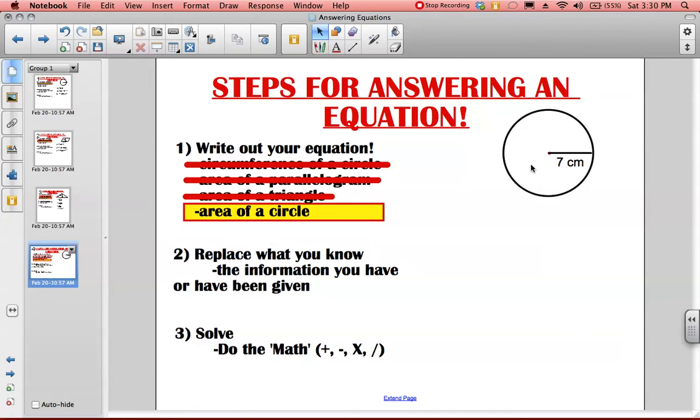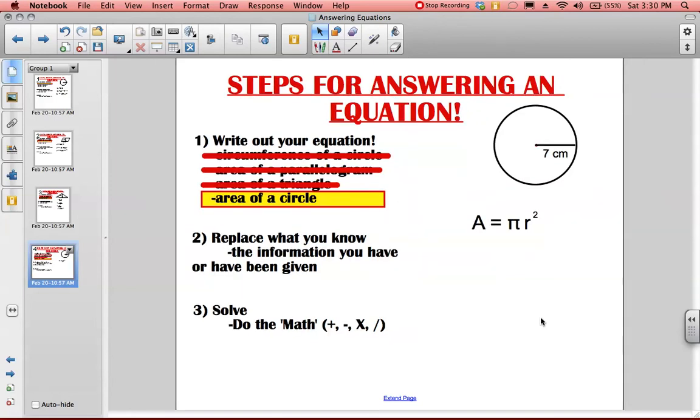The last equation that we just finished up: area of a circle. First things first, we have our circle picture there. It is the same one from the first slide. We're going to write out our equation. Area, in this case, not circumference. Area, the inside of the circle, is equal to pi times the radius squared. We talked about what the squared, or the exponent, means and how to work with that.